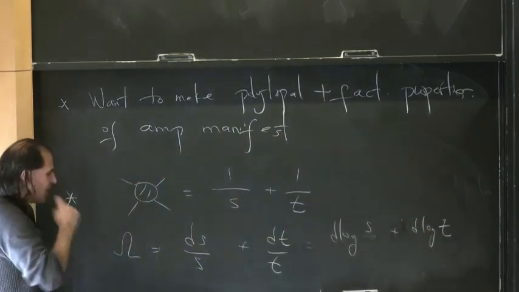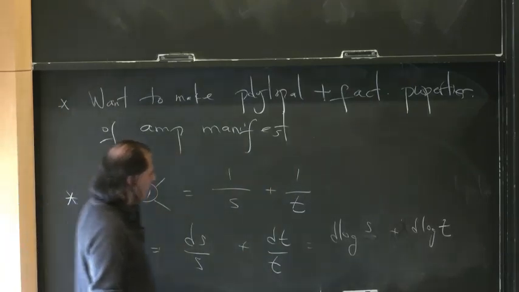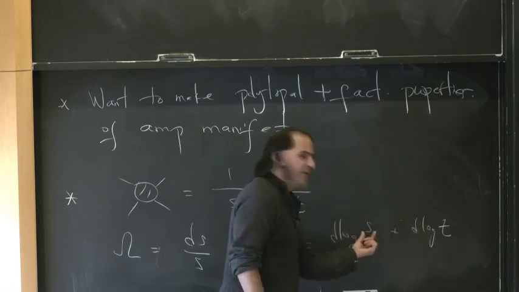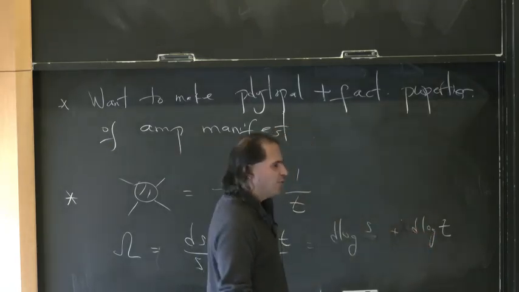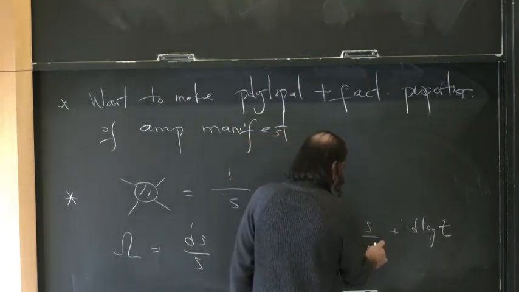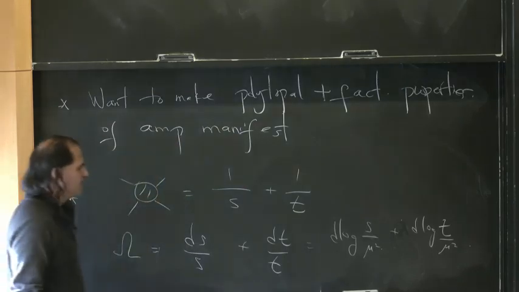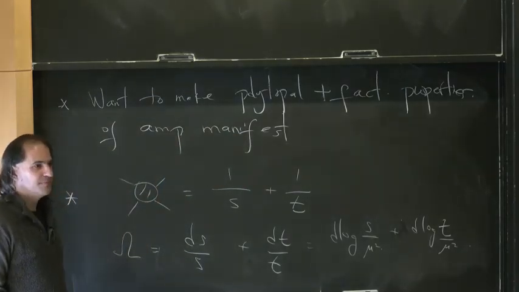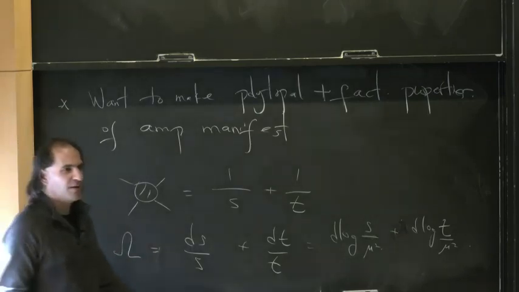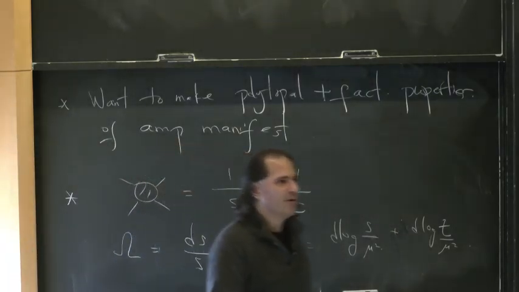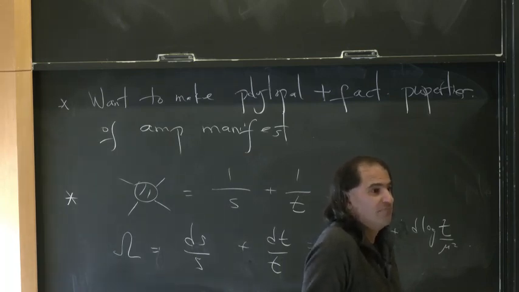Okay, but now let's say I try to write it like that. There's something slightly wrong with this formula, because s and t have units, right? So really, I should write d log s over mu squared plus d log t over mu squared for some scale mu. But now comes the question. It's a little artificial to have that mu there. Is it possible that the answer actually only depends on the ratio of s over t?